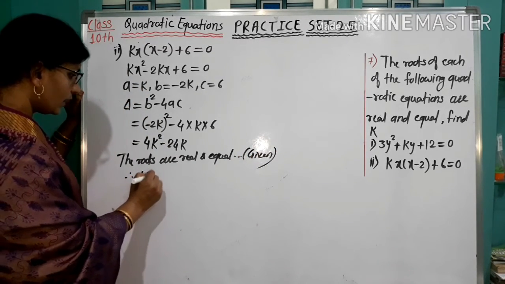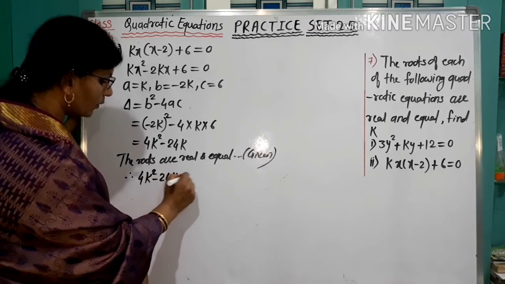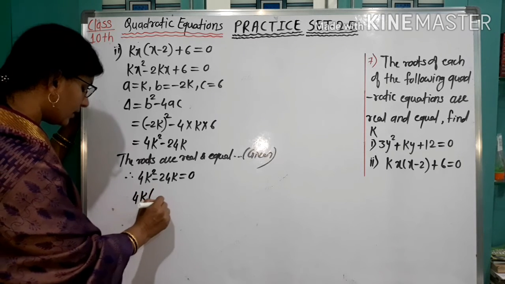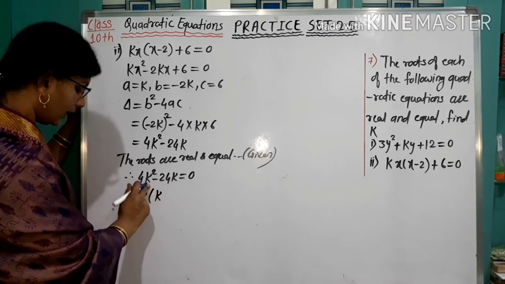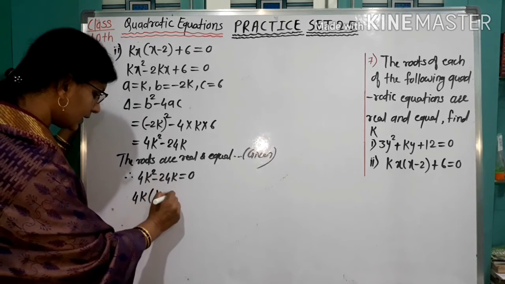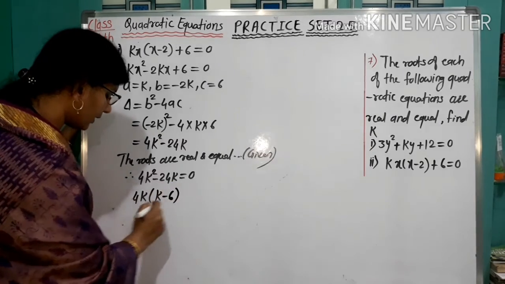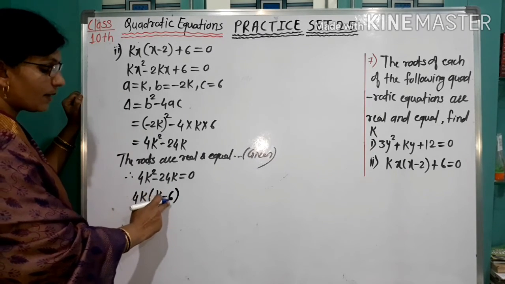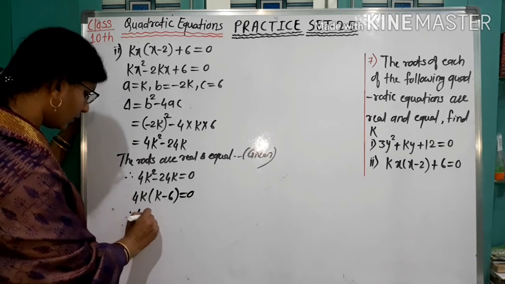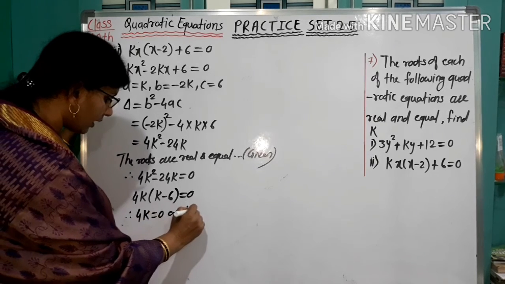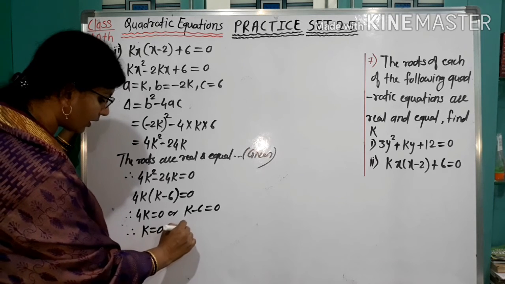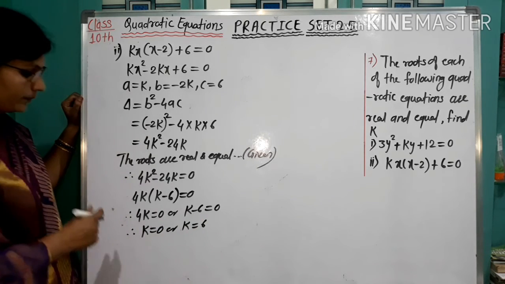Therefore, 4k square minus 24k equal to 0. From this, take 4k as a common term. So the remaining is k, and minus 24 divided by 4k is minus 6. Therefore, 4k in bracket k minus 6 equal to 0. Therefore, 4k equal to 0 or k minus 6 equal to 0. Therefore, k equal to 0 or k equal to 6.